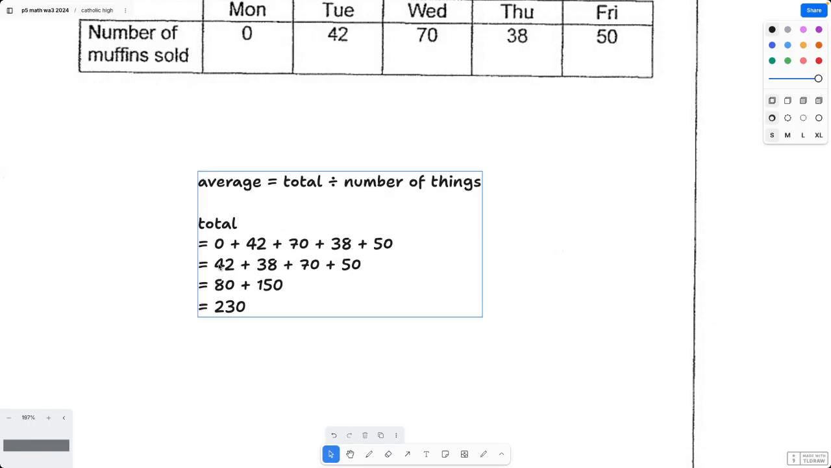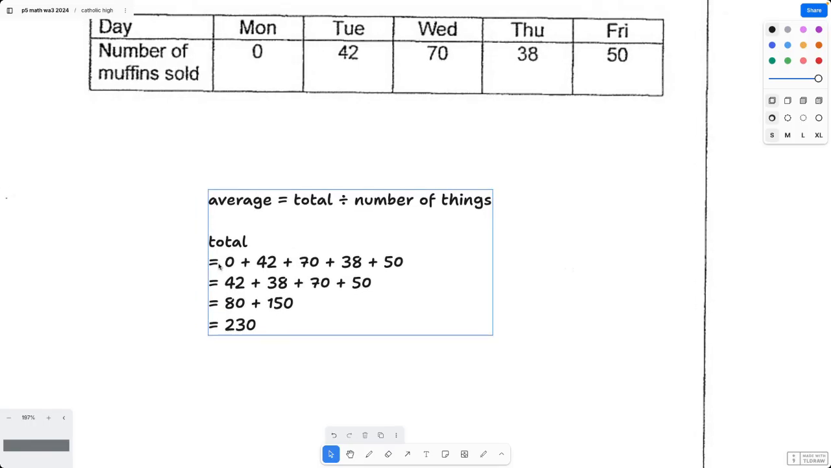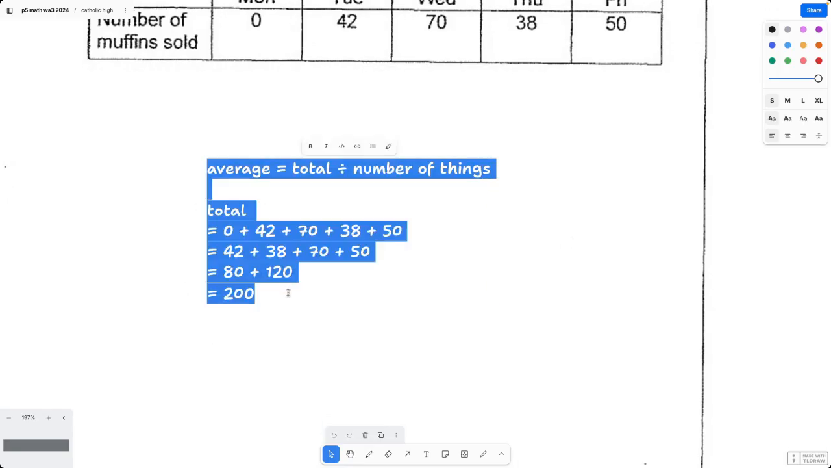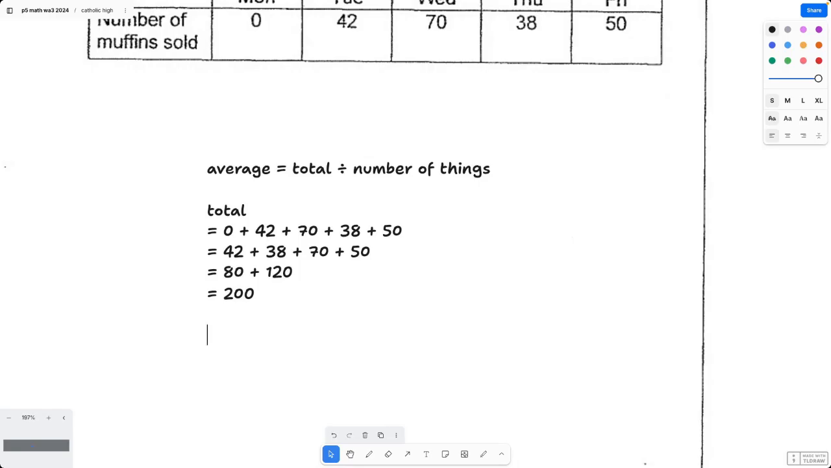42 plus 38 plus 70 plus 50. Let me double check on this. 42 plus 38, 80, 100, no, 150. Sorry, it's 120, right? Okay, so that's why. Double check, right? 70 plus 50. I was testing you guys, right? It's 120. So this will become 200.